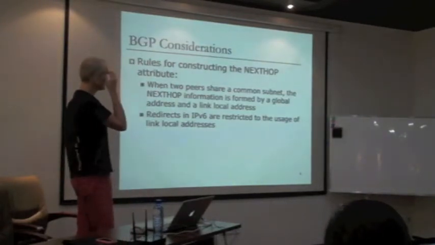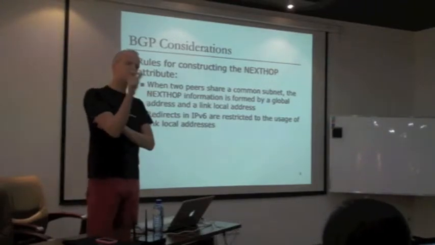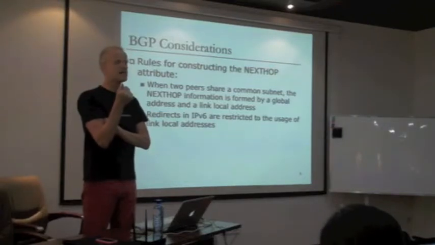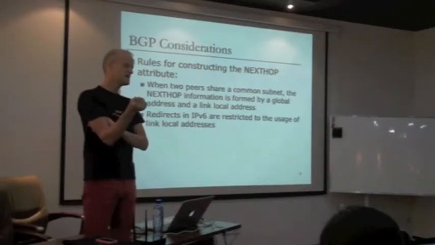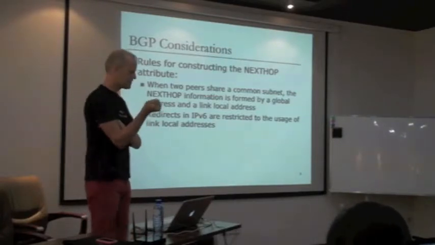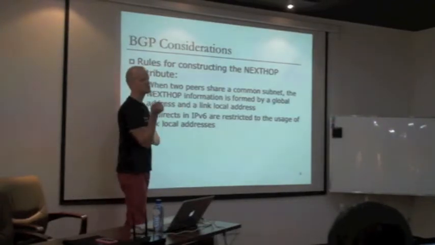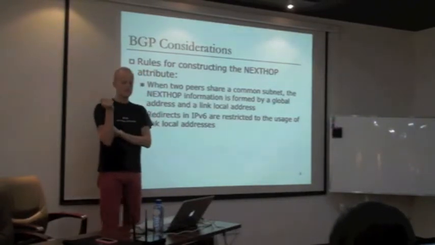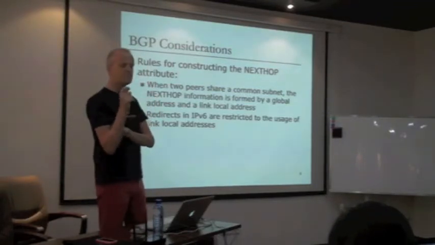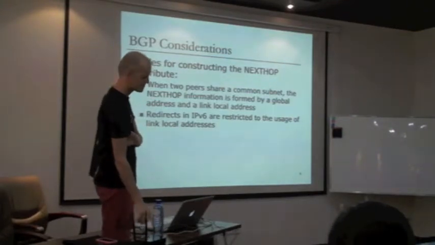The first thing that changes is the next hop. When the two BGP speakers are in the same subnet, the next hop address is both a link local address and a global address. So that's one change. If the peers are not on the same subnet, then the next hop is just the global address. So that's one thing that's different. The next hop address for BGP and V6 can also include link local.